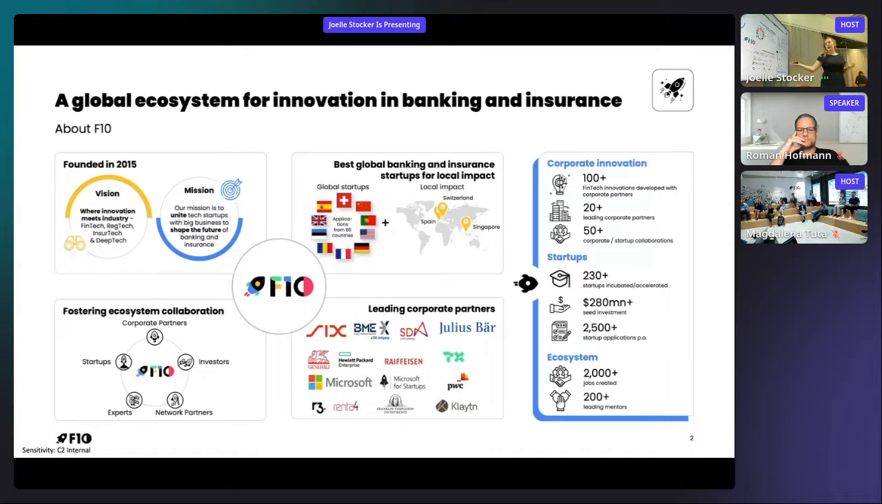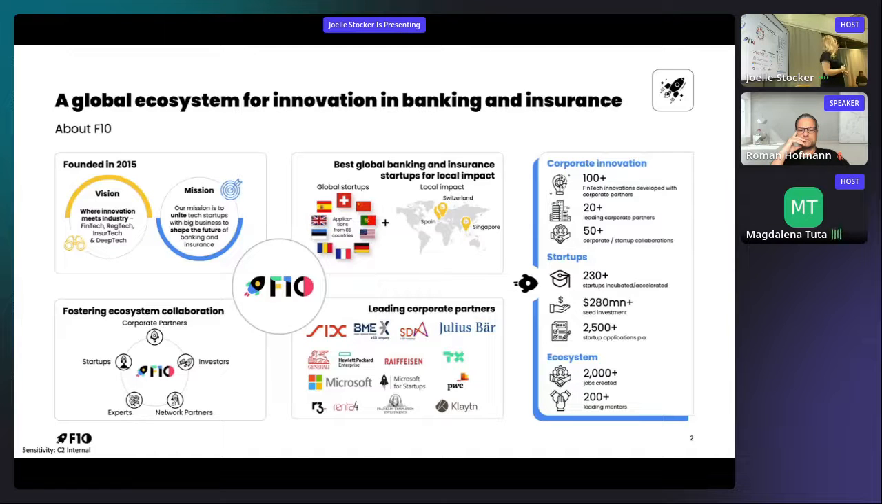So as you can see, next to SIX, we have a vast amount of other big corporations. Yeah, a lot of leading corporate partners, and we're very excited to build with them this whole ecosystem and foster this innovation with our tech startups and our corporate partners.